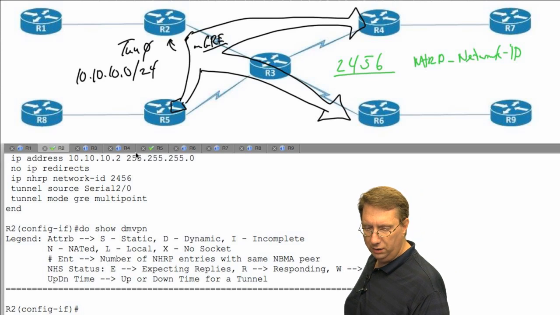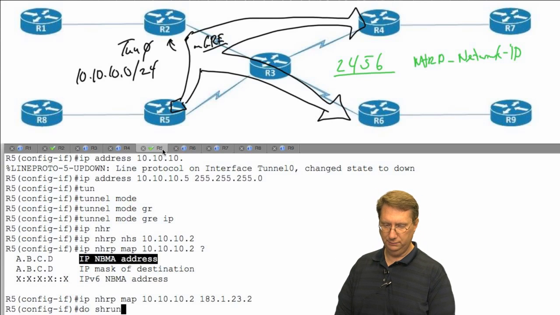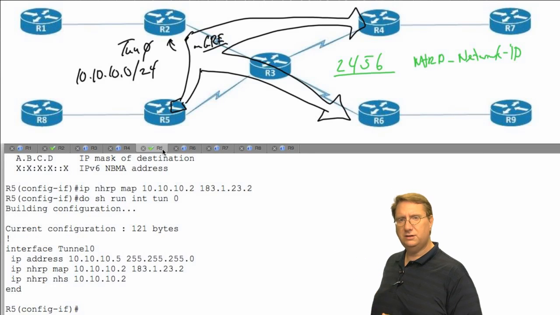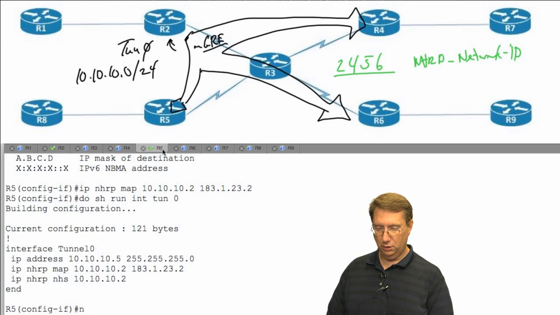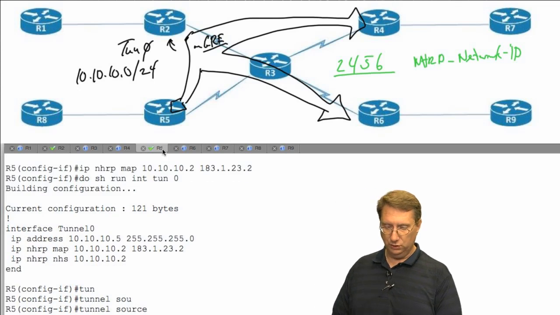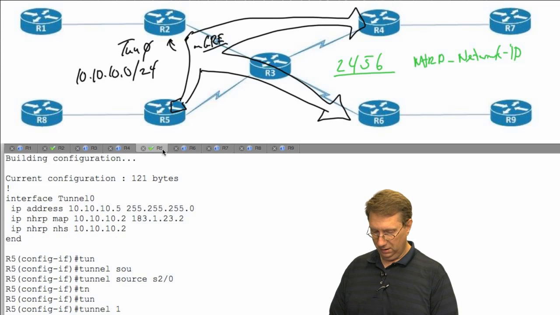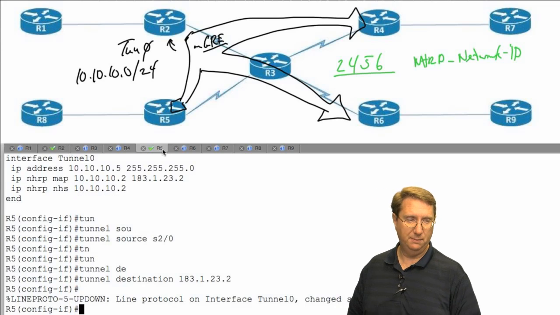Now, what I want to do is illustrate the other element here. Let's take a look at what's going on on R5. Let's take a look at that configuration. Do show run, interface tunnel 0. Well, we haven't configured the whole tunnel, so let's go ahead and do that. Under this interface, I'm going to say tunnel mode. Actually, we already have the tunnel mode. Notice it's not visible. We're going to say tunnel source, serial 20. My tunnel destination is going to be 183.123.2. And see if the tunnel comes up.